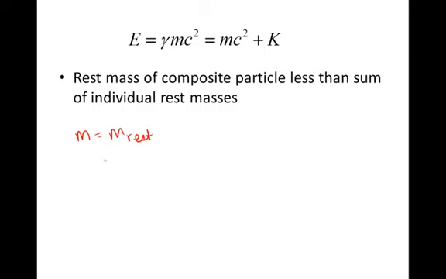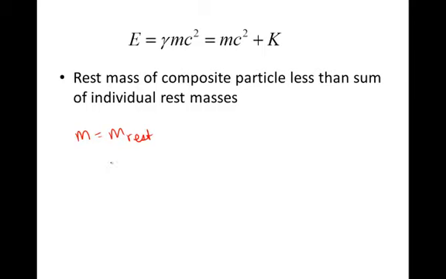But that's not what we want to focus on in this section. What we're really looking at is what happens when you get together a whole bunch of different particles and cause them to form a single composite particle. How do the masses of the individual parts compare to the mass of the composite?